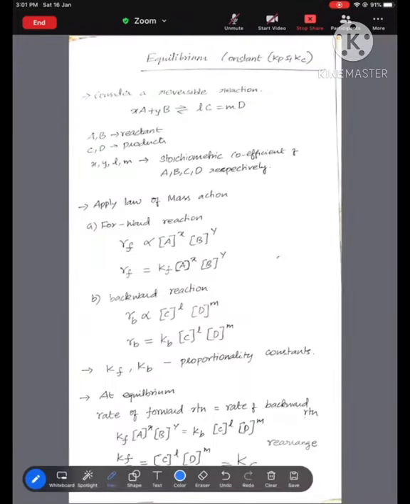Next we will derive the expression for the equilibrium constants Kc and Kp. For that, first we consider a reversible reaction where x molecules of A react with y molecules of B, giving l molecules of C plus m molecules of D. Here A and B are the reactants, C and D are the products, and x, y, l, m are the stoichiometric coefficients of A, B, C, D respectively.